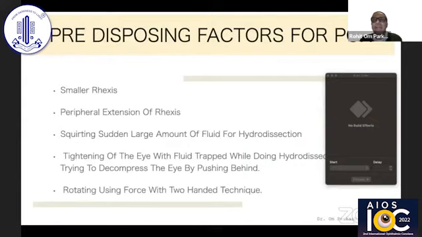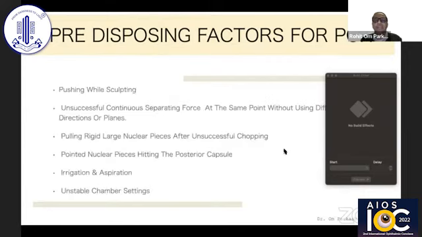So what are the predisposing factors for PCR? Smaller rhexis, peripheral extension of rhexis, squirting sudden large amount of fluid for hydrodissection, tightening of the eye with fluid trapped while doing hydrodissection and trying to decompress, rotating using forces with two-handed technique, pushing while sculpting, unsuccessful continuous separating forces at the same tip, not multi-level, pulling rigid large nuclear pieces after unsuccessful chopping, pointed nuclear piece hitting the posterior capsule while doing IA, unstable chamber settings, and while emulsifying the last nuclear fragment. That is also very important.